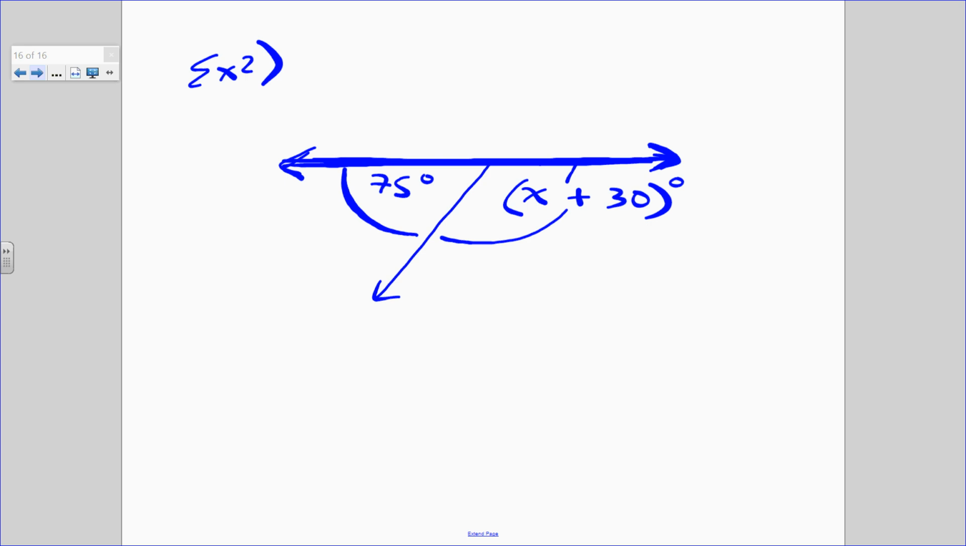So I'm going to set up my equation based on the relationship that we identified. That's why you have that tree map. You're going to constantly refer to it until you start memorizing it. Right, guys? Let's do it. Here we go. 75, that's this angle, plus this angle here, x plus 30, equals 180.